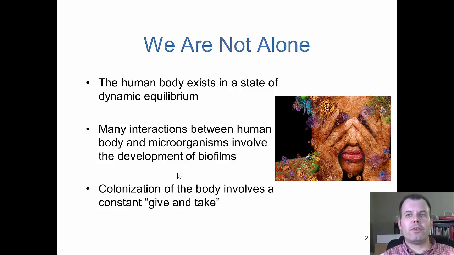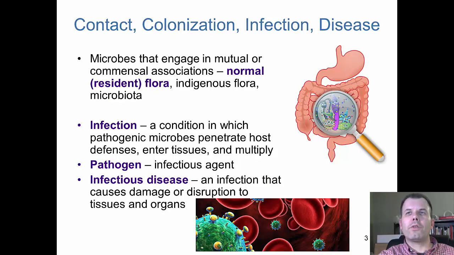And then colonization of the body is always a constant give and take. We want these colonizations to occur when it's good species. When they're bad species, this is when we have infection. And so we'll talk about the difference in those things as well. All right, so what is contact, colonization, infection, and disease? That's basically what we're going to be looking at today.